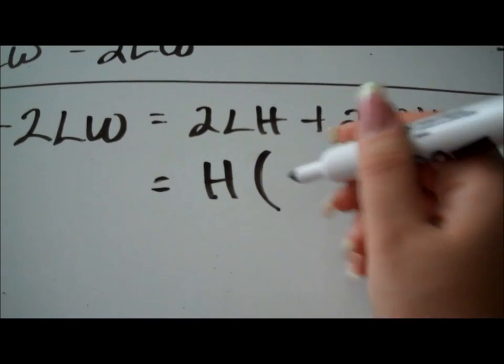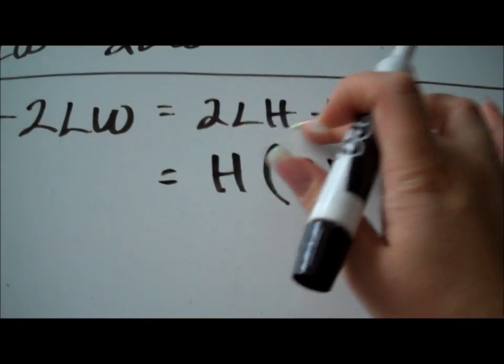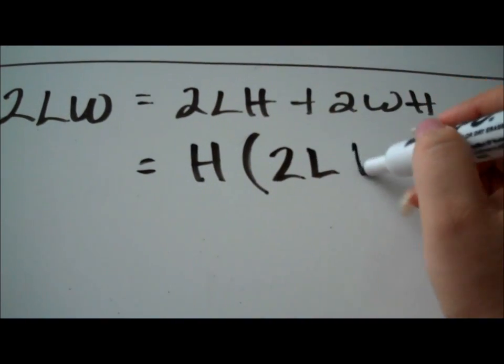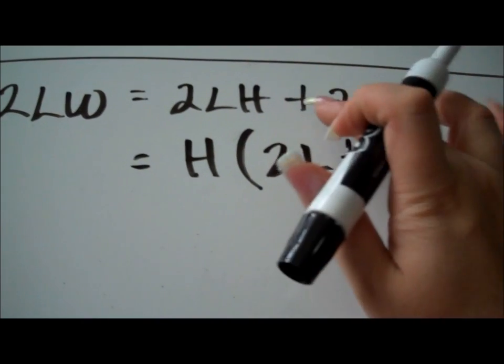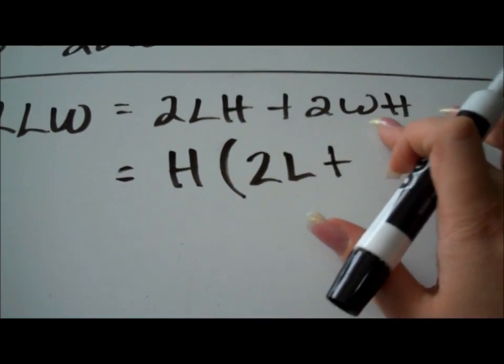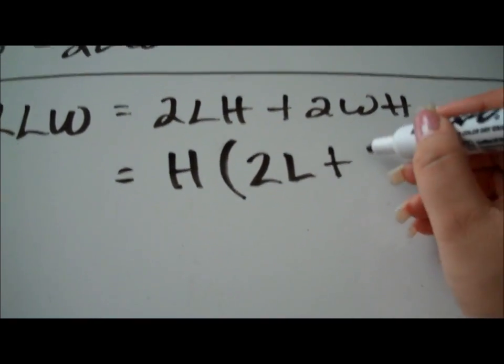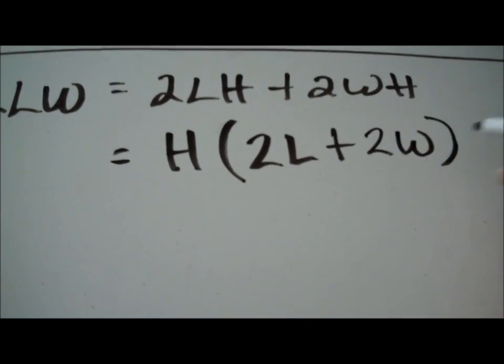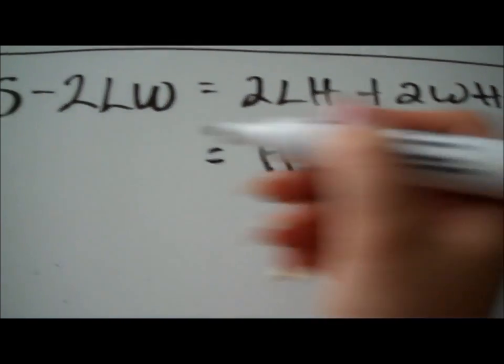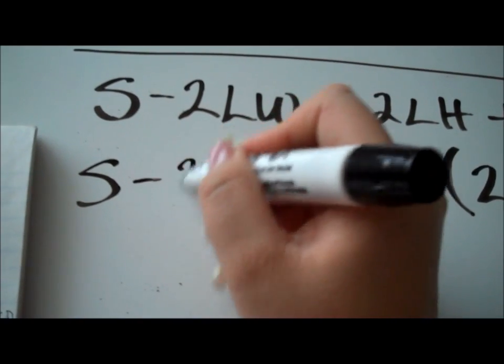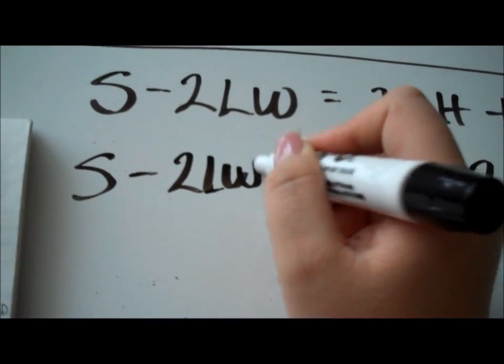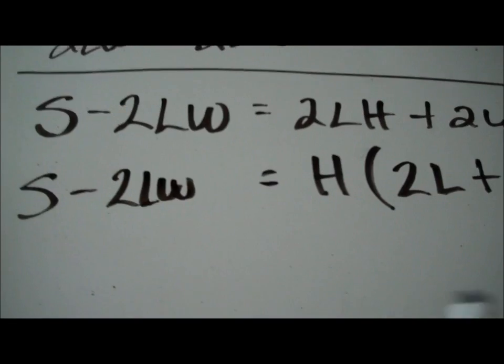So when I factor out an h, I'm going to have 2l left over here, plus, because a positive divided by a positive is a positive. If I factor out an h from the 2wh, I'm going to be left with 2w. Okay? I still have s minus 2lw on my left-hand side.